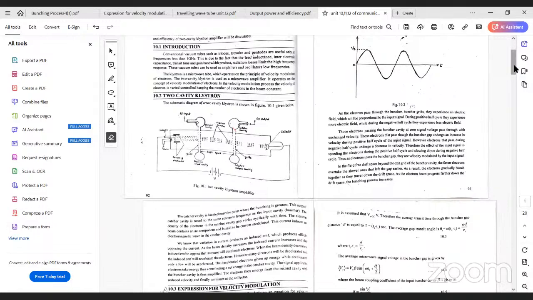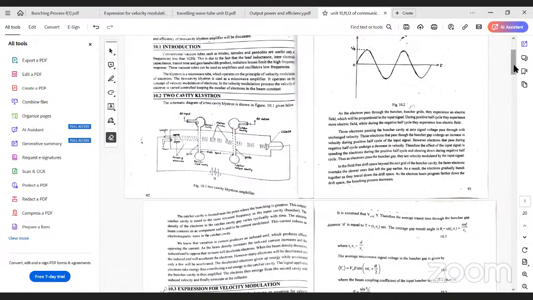In the first paragraph, what do we have? The catcher cavity is located towards where? The catcher cavity is towards the collector. Next, the buncher cavity is towards the cathode. The gap between these two is called what? Drift space. And we are passing electrons from where? From the heater. The electron beam contains an AC component. This AC component is producing current.